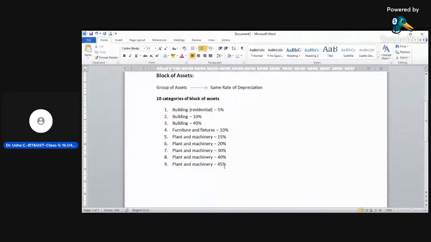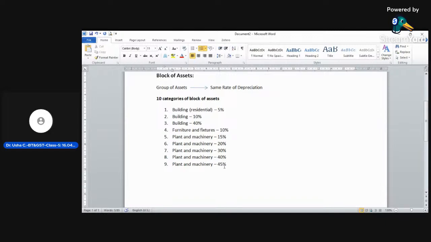So till now whatever we have discussed is not for running them on hire, except the category of 30%, where buses, lorries and taxis which are running on hire were charged at the rate of 30% in block 7. Whereas in block 9, any motor buses, motor lorries and motor taxis which are used for running the business on hire basis and acquired after August 2019 but put to use before 1st April 2020, are charged at the rate of 45%. This is about plant and machinery.